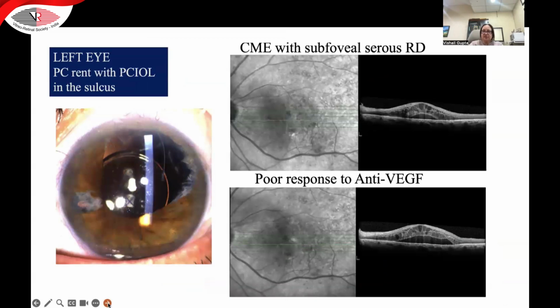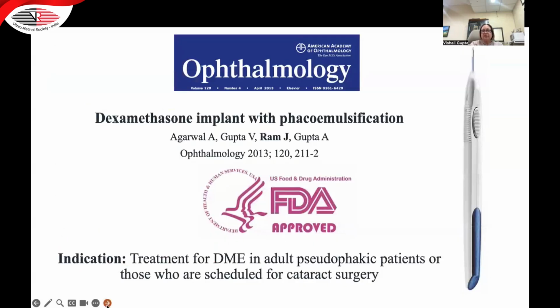However, there are situations where anti-VEGF may not work. For example, this is a patient who had complicated cataract surgery, and you can see there was no response to anti-VEGF because these are eyes where the inflammatory mediators are very high. Cataract surgery causes inflammation, which causes cystoid macular edema. So giving anti-VEGF may not take care of the inflammatory component.